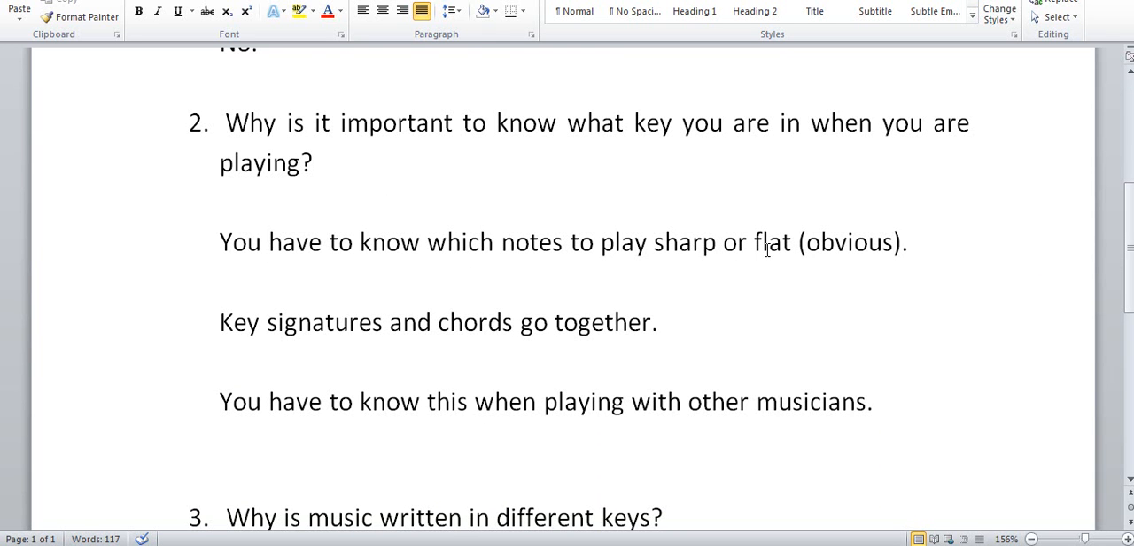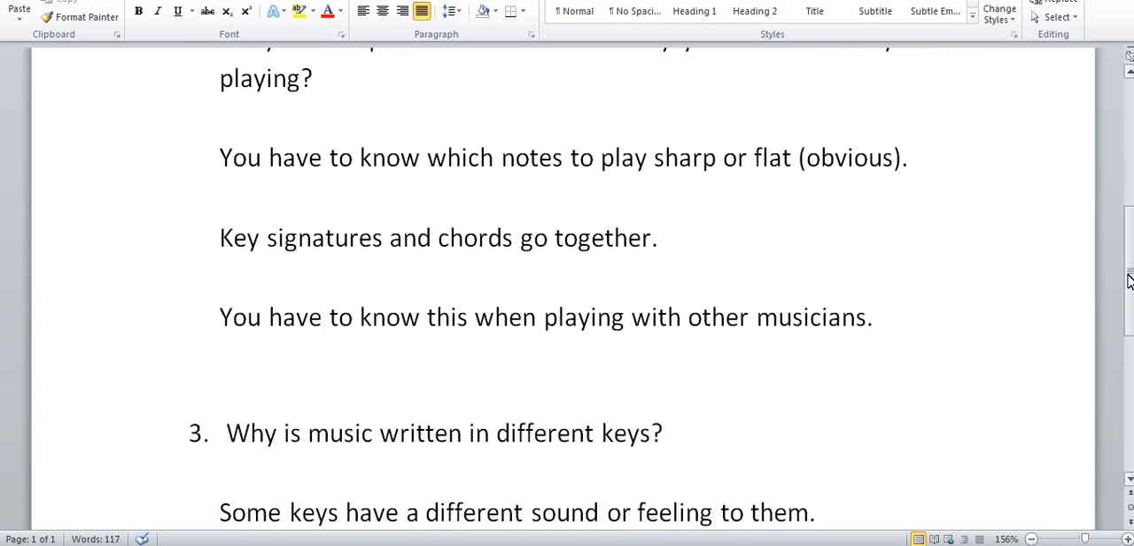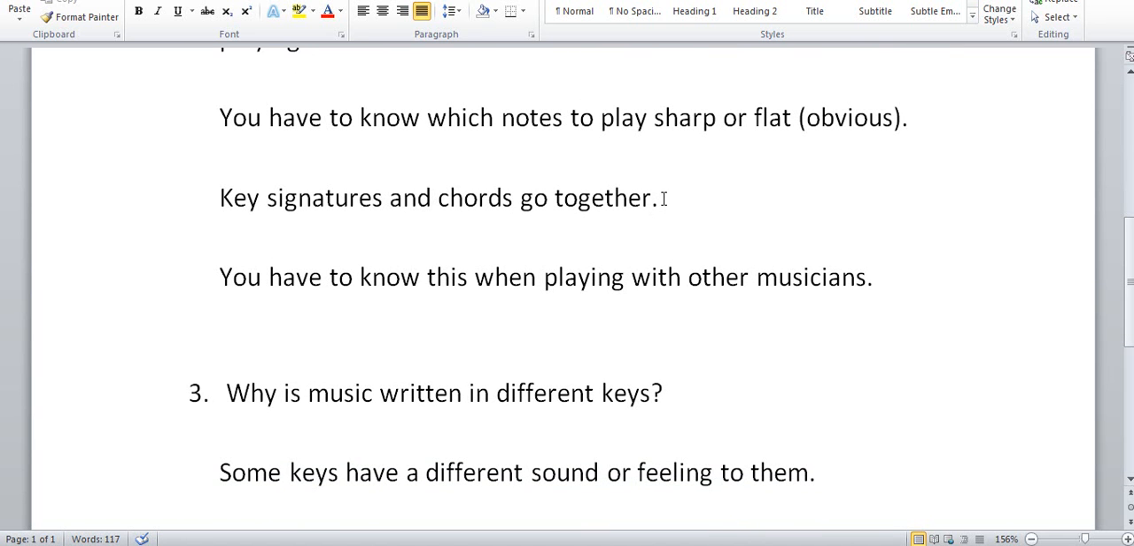Now, when it comes to more complex key signatures, like something with 4 flats or 5 sharps, that does get harder. Even for many, many advanced pianists, that is very, very hard to remember all the sharps or all the flats. The second thing you want to remember is that key signatures and chords go together.